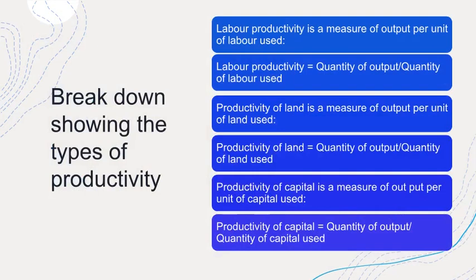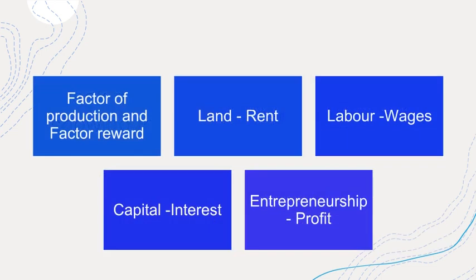Each factor of production provides a factor service. For this factor service, the factor receives a factor payment. This factor payment is also called a factor reward, or a factor earning. For land we get rent. For labor we get wages, for capital we get interest, and for entrepreneurship we get profit.